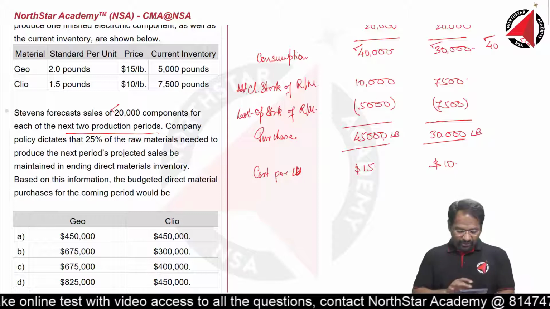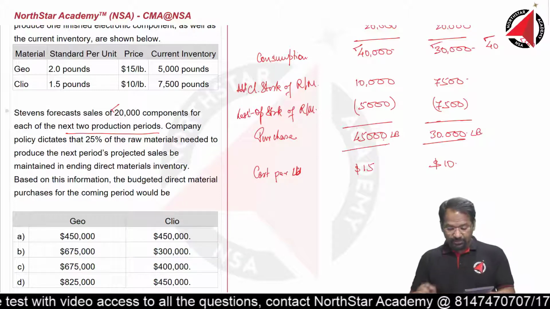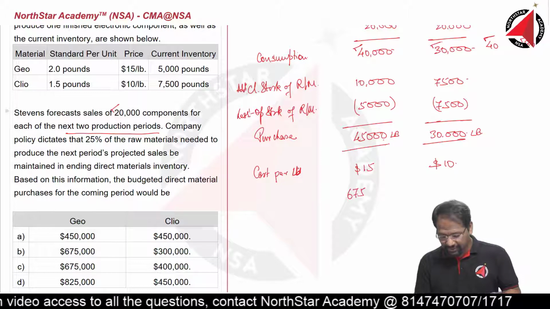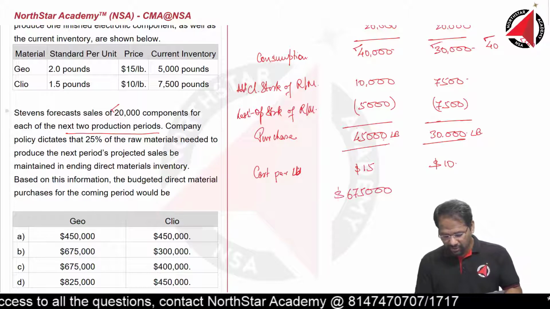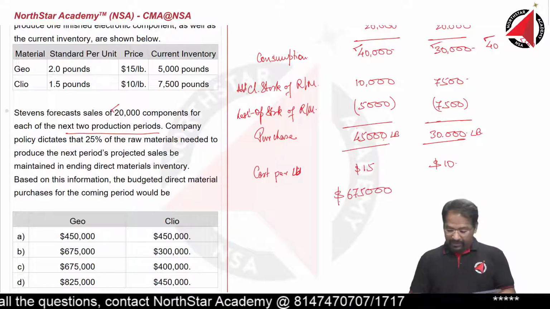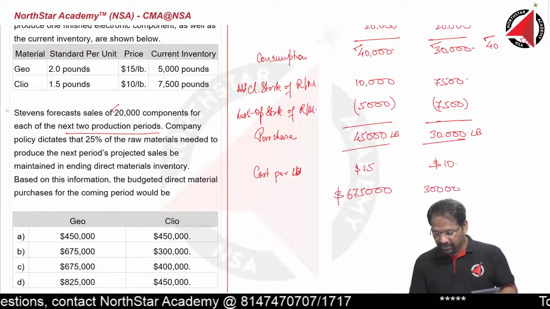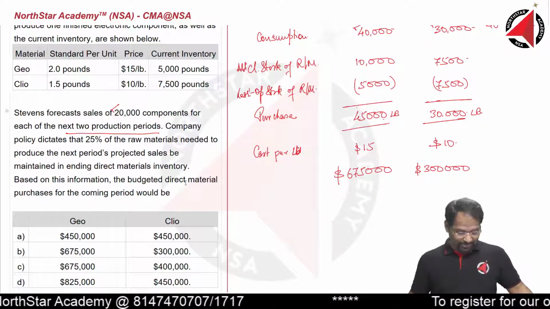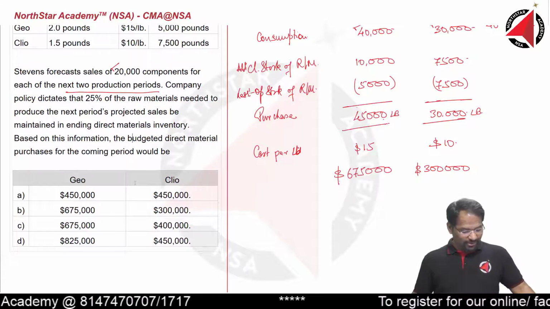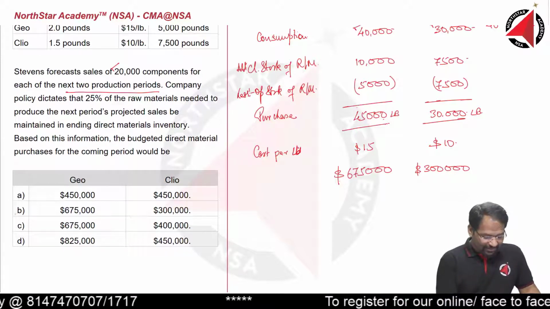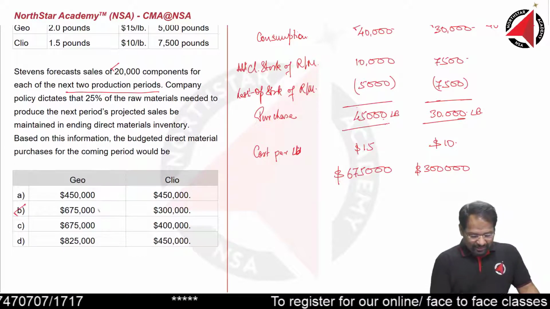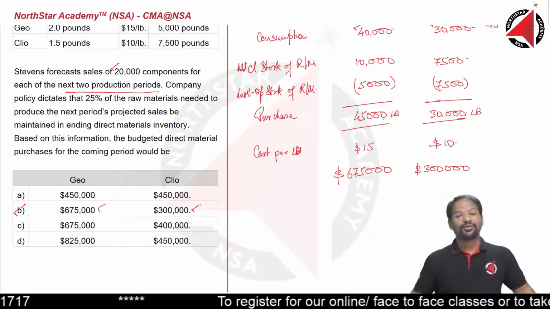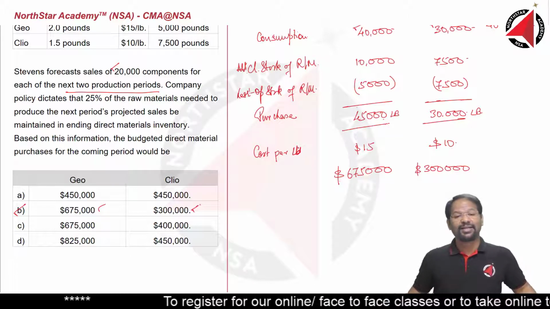So 45,000 multiplied by 15, we get $675,000 for Geo, and here we need $300,000 for Clio. So the correct answer is option B, $675,000 and $300,000. So option B is the correct answer.